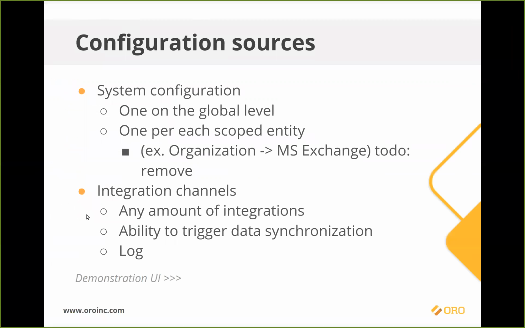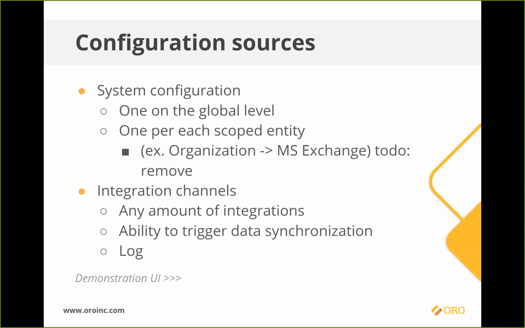So what can be configured as sources? We saw those in the examples. It can be system configuration. First of all, it's one on the global level, or it can be one per each scoped entity. Now, remember, you have the user and website scopes, but usually the configuration you would add at the global level, and if you change it, you will change it globally. The second one is what you just saw, the integration channels. I can create any number of instances of this specific integration, each with different configuration.